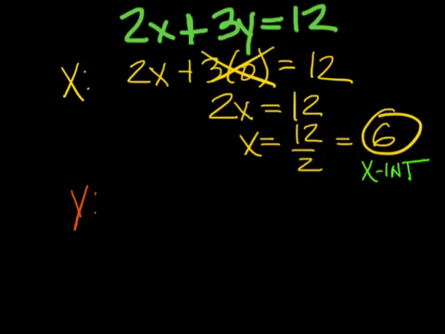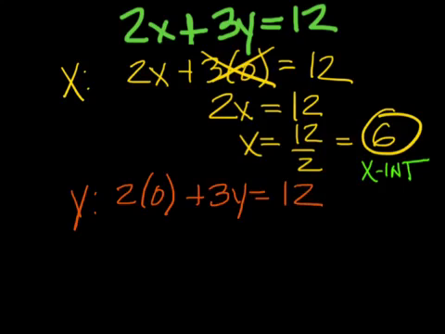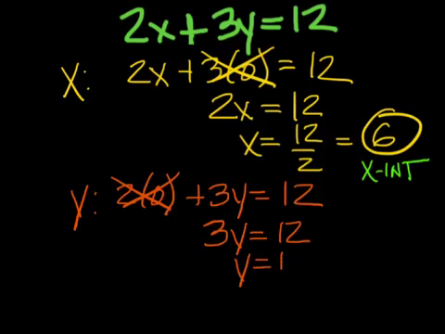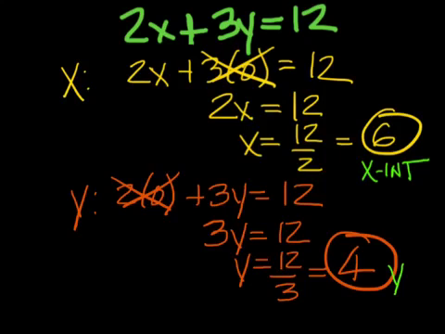To find the y-intercept, what do I have to do first? Replace the x with a 0. And what can I do now after I do that? You can drop that out and be left with 3y equals 12. So what would the y-intercept be if I divide by 3? It's going to be 4.